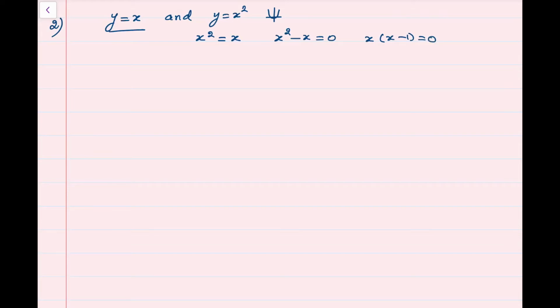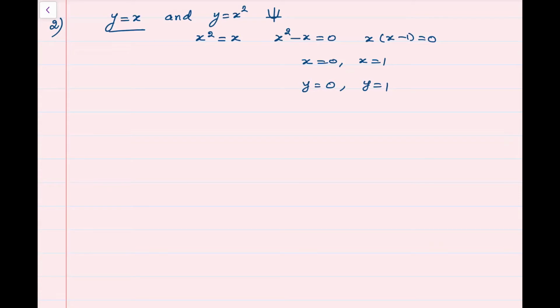Second question. Find the area between the curves y equal to x and y equal to x square. Y equal to x is a straight line passing through the origin. Y equal to x square is a parabola. It is an upward parabola. Let us solve these equations. Y is x square, here y is x, so both are equal. Equate it to 0 and factorize and solve. We get two answers, x is 0, x is 1. Therefore, y will be 0, y will be 1.